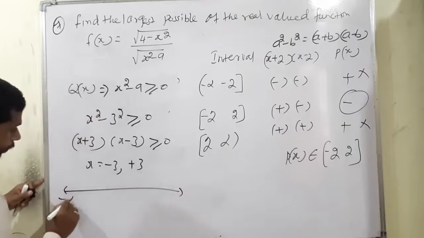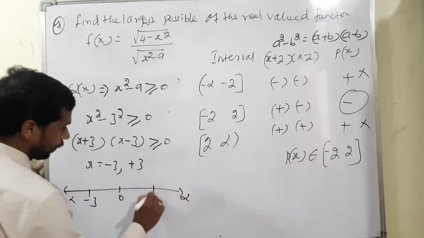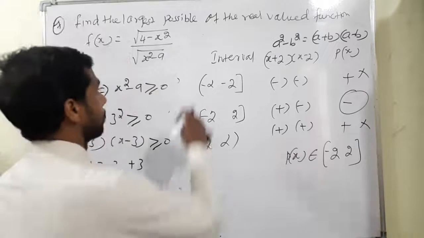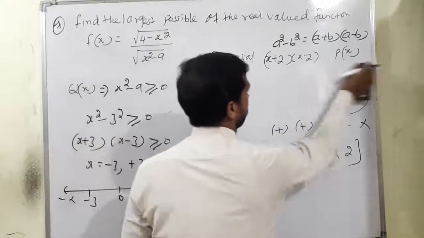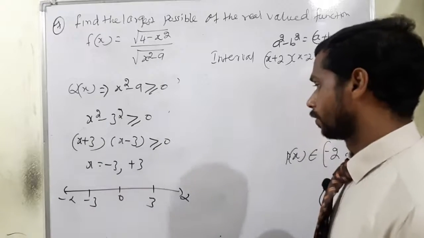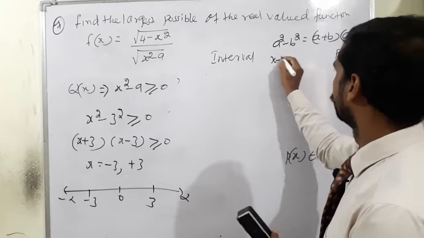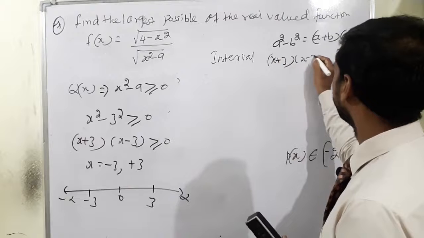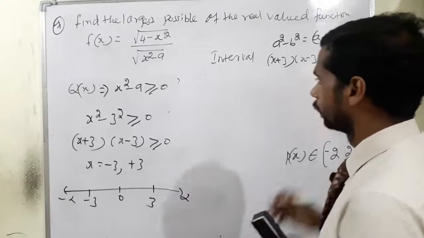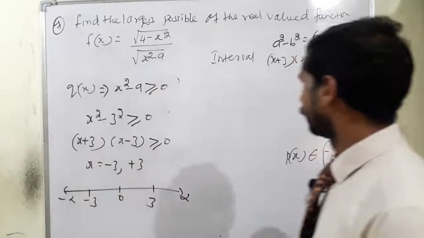Take it on the number line. Minus infinity to positive infinity, center 0, minus 3 and positive 3. So now the interval: (x plus 3) into (x minus 3). This is also q of x, isn't it? Okay, q of x.